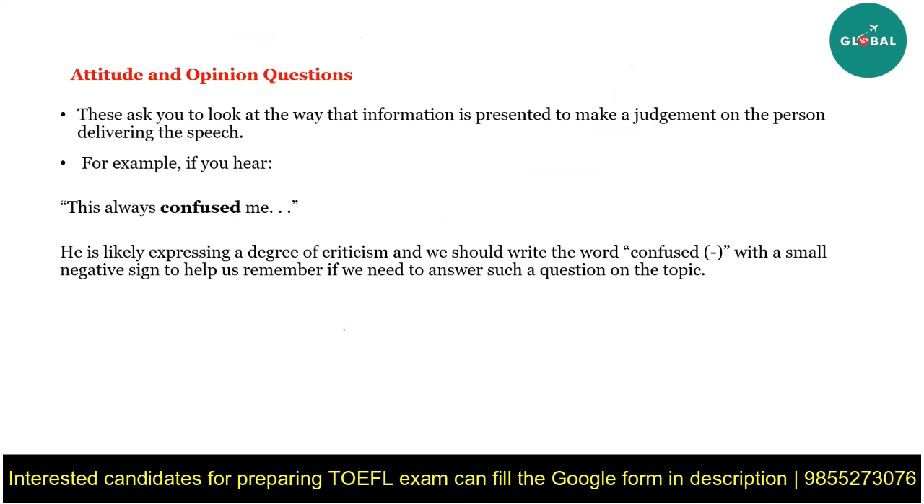Now attitude, once again, the same: attitude and opinion questions. These ask you to look at the way that information is presented to make a judgment on the person delivering the speech. Got it or not? For example, if you hear, "This always confused me," let's understand how we work out the meaning of those words. He's likely expressing a degree of criticism, and we should note the word confused. "This always confused me, how could we have such cold weather in the month of June in this hill town?" So you can understand that this expresses a degree of criticism.